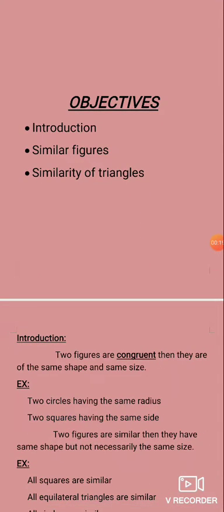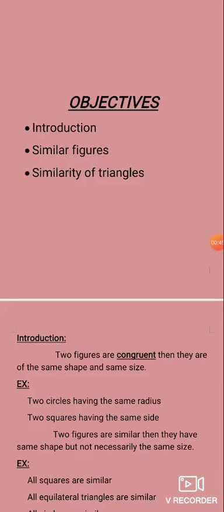Now listen carefully to the introduction. Last year we studied the congruency of triangles. If two figures are congruent, then they are of the same shape and same size. Now listen to the examples of that. Two circles having the same radius, same as two squares having the same side, are congruent figures.